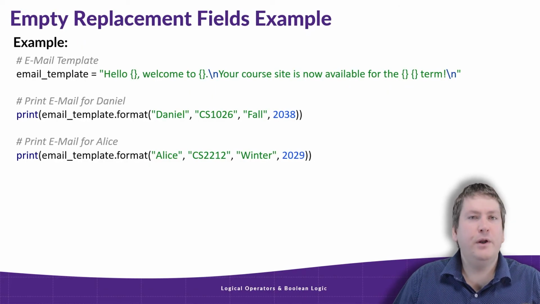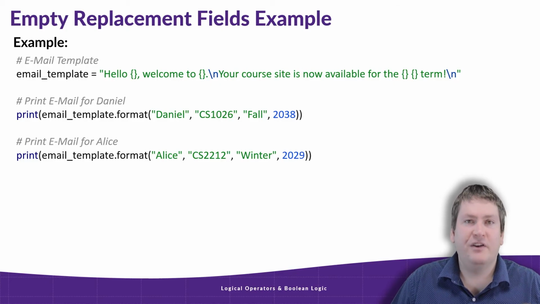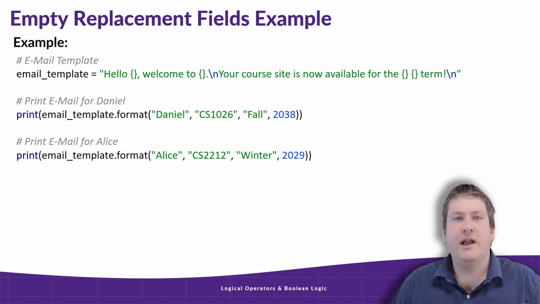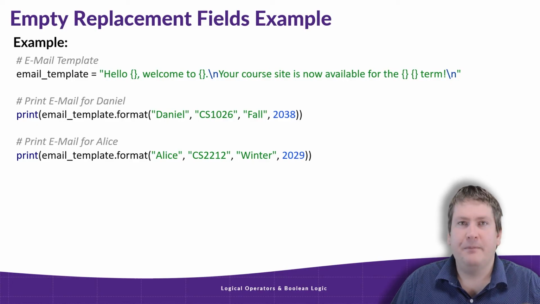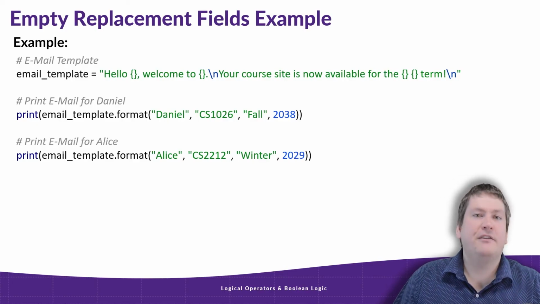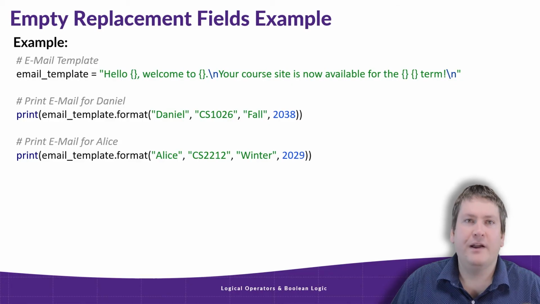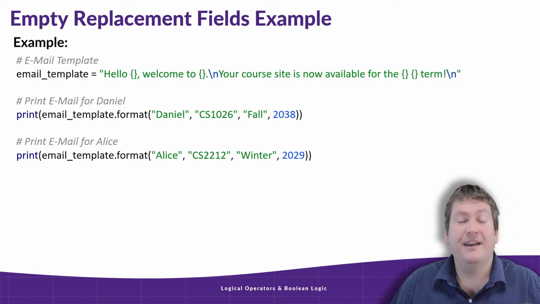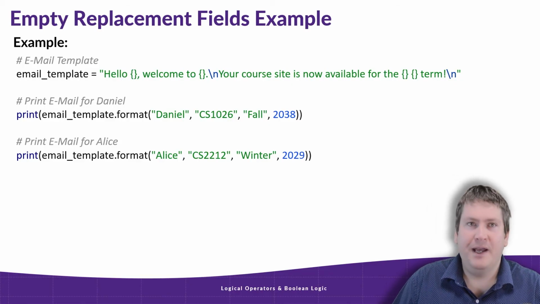So in this case, we want to send an email out to all the students in our class to let them know the course site is ready. And maybe we're programming this for a learning management system, so we want it to be generic, so it'll work for any course, any student. We don't want to have to write a string for every single student and every single course. That would be a mess.